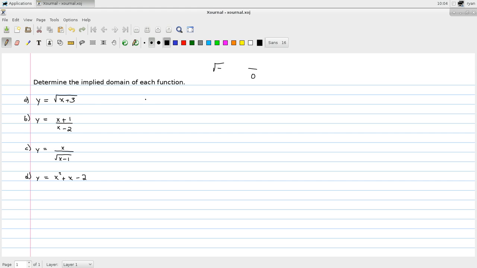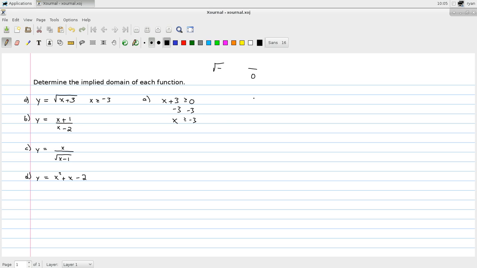So looking at part A, we know we can't have a negative in the radical, so we need the inside, x plus 3, to not be negative. In other words, we need it to be greater than or equal to 0. Now we solve for x. So we can subtract 3 from both sides of this inequality, and we get x is greater than or equal to negative 3. We've got x by itself, and so this is our implied domain. X greater than or equal to negative 3.